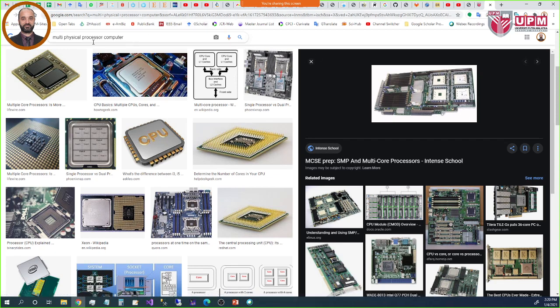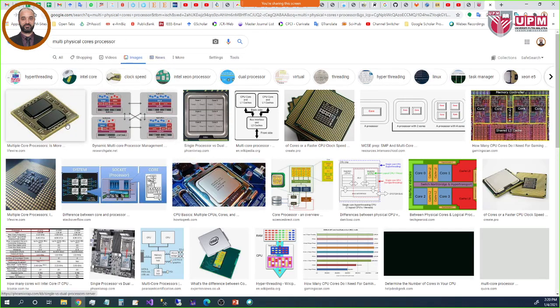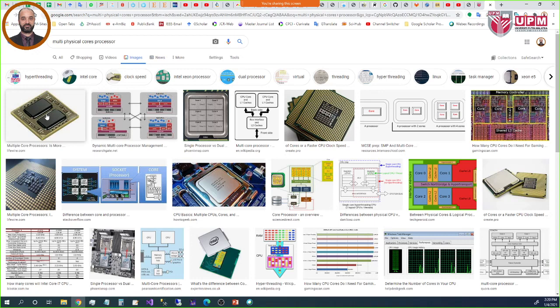Okay, now let us see a multi-physical cores processor. Yes, like this.